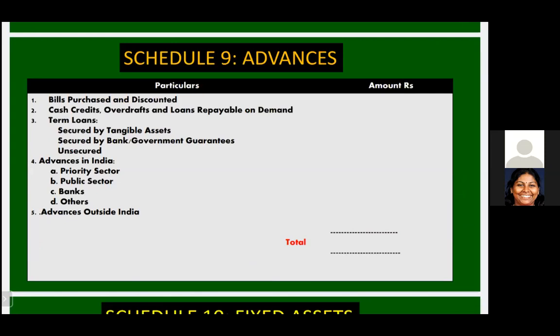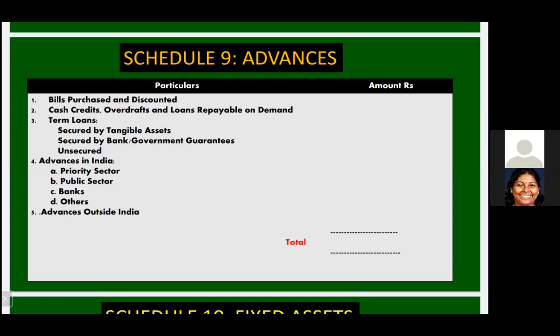Next, we'll move on to schedule number 9, that is loans and advances. Only five items will come in this schedule number 9: any kind of loans, cash credits, overdrafts, and bills purchased. If you have any provision for bad debts, you need to bring it over here and deduct that amount from the loans and advances.